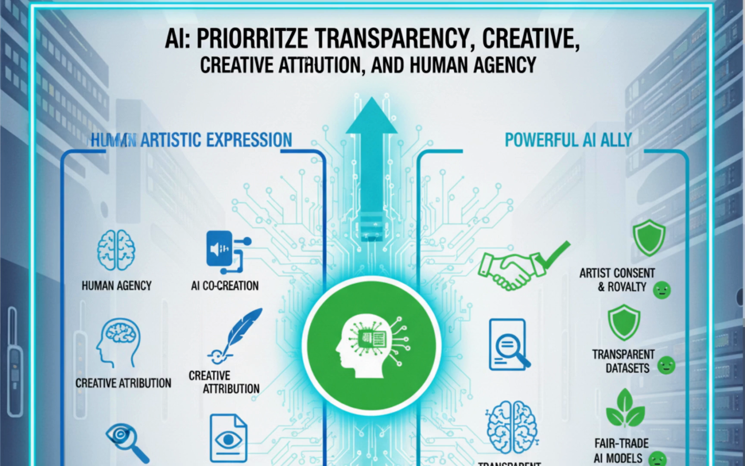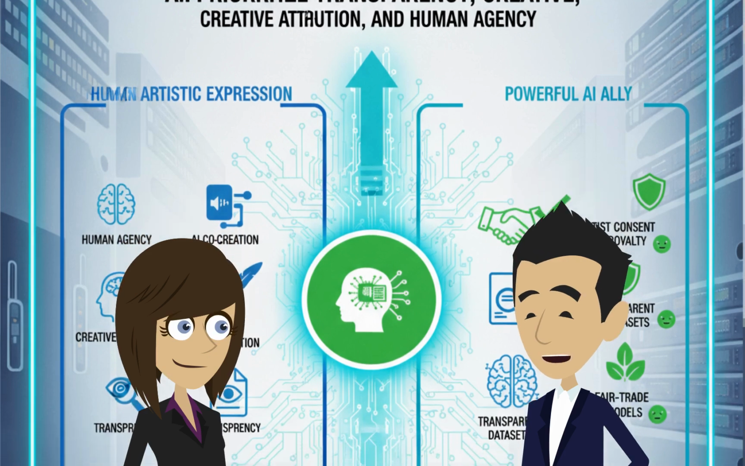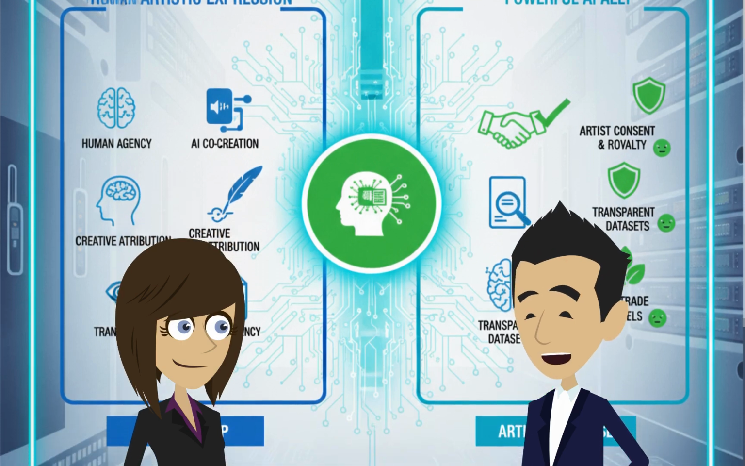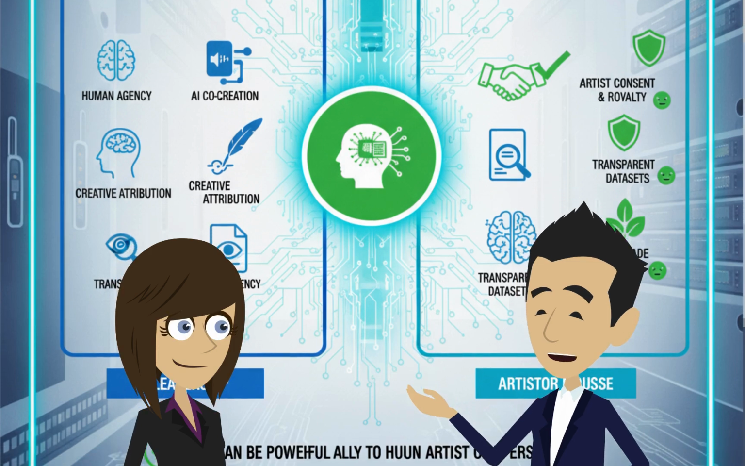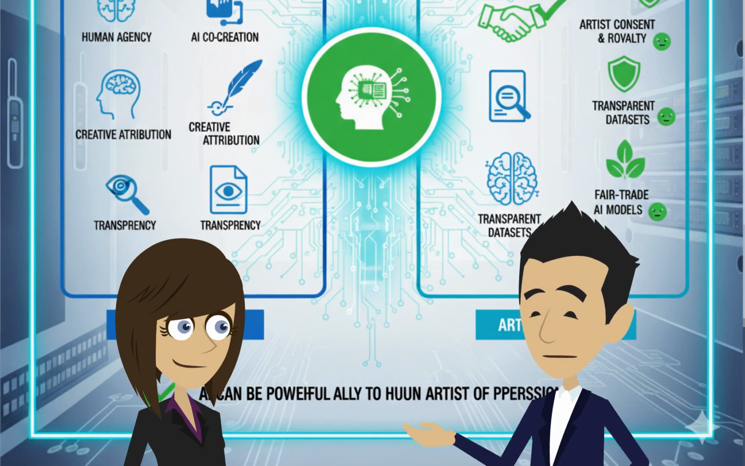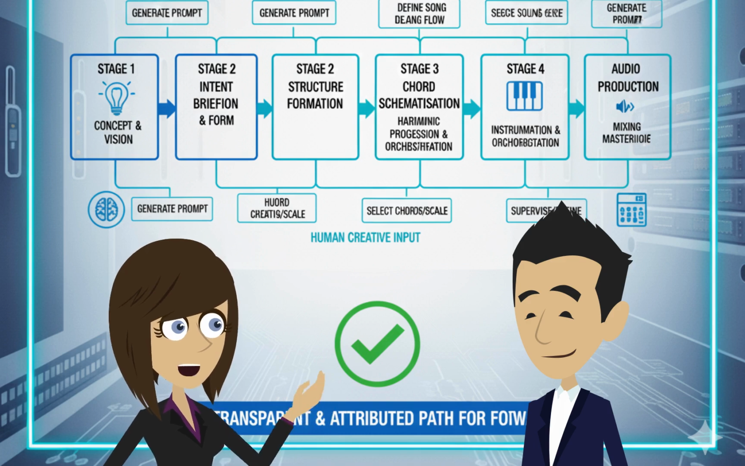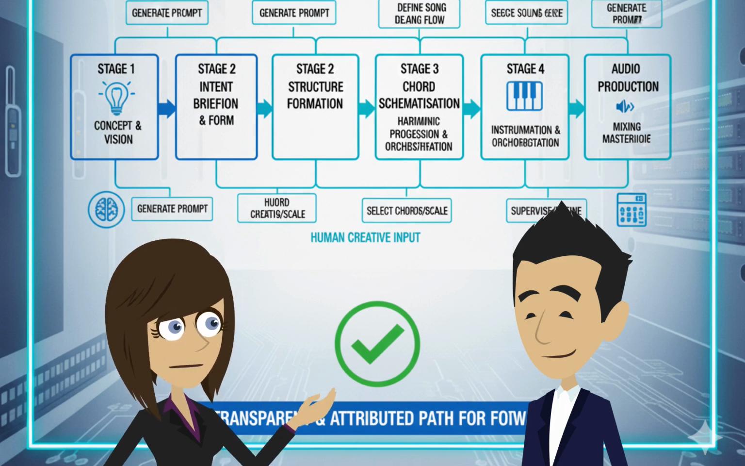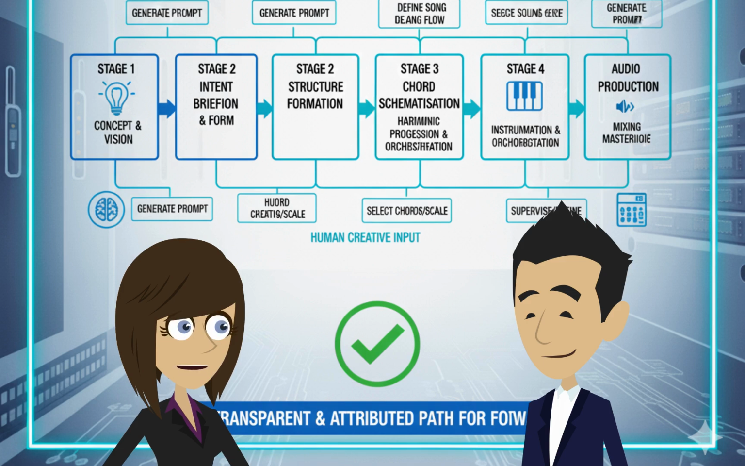Our approach provides a compelling blueprint for how AI can respect, protect, and elevate human creativity, setting a new standard for ethical technological innovation in music. By prioritizing transparency, creative attribution, and human agency, we show that AI can be a powerful ally to human artistic expression. Our system actively tracks human creative input across 5 consecutive stages: intent briefing, structure formation, chord schematization, music texturization, and audio production, to ensure that the composition reflects the user's creative vision.